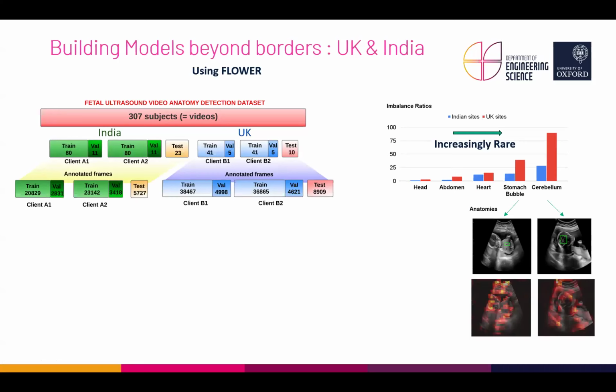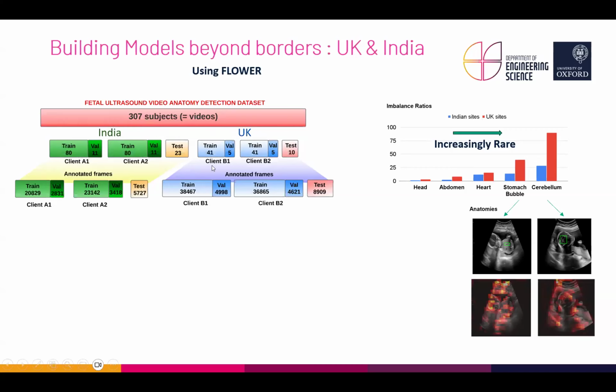And because we don't have enough data here, and also we want to generalize across different devices or across different countries and different populations, we work with the Indian sites. So we have 2 clients on the UK side, and we have 2 clients on the Indian side. As you can see, I have the data distribution here for different video anatomy detection data, basically. So we have 2 clients here and 2 clients here.